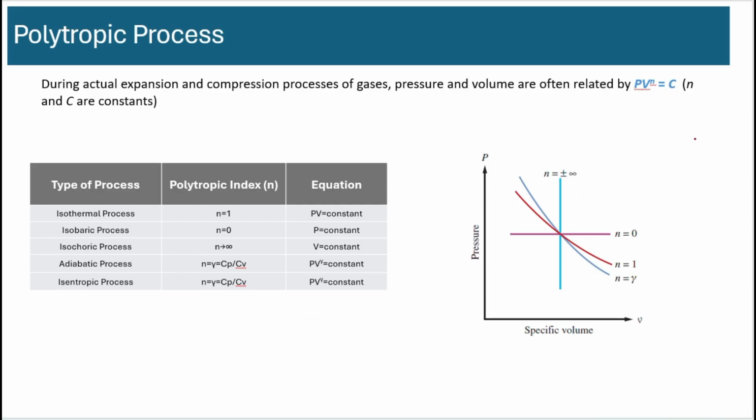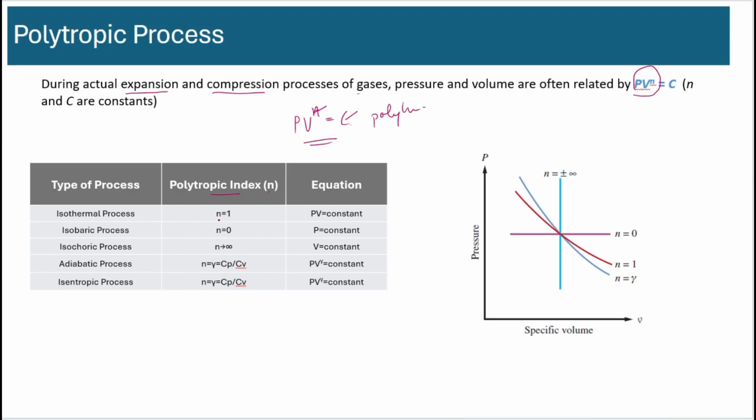Now there are different relationships between P and V possible when you do an expansion or compression process of gases, basically the pressure volume work. Typically they are represented by PV^n equal to a constant. Such a process is called a polytropic process. This n represents the polytropic index, and the C is the polytropic constant. For different types of processes, you will get different values for n and C.